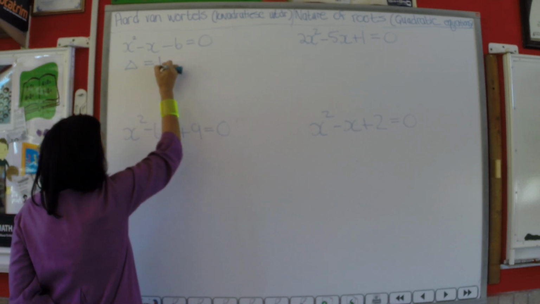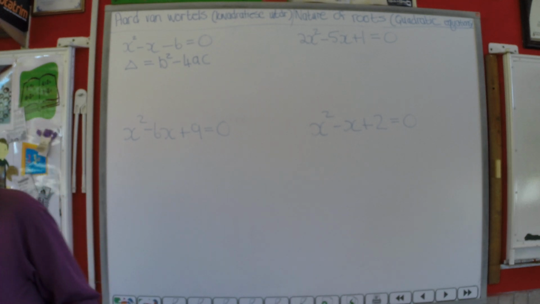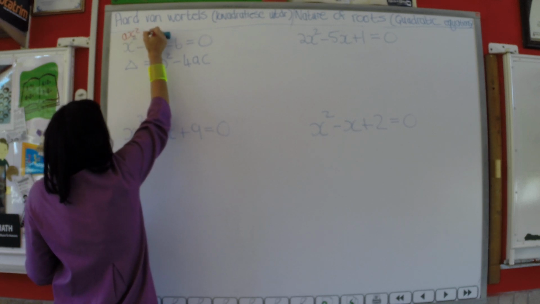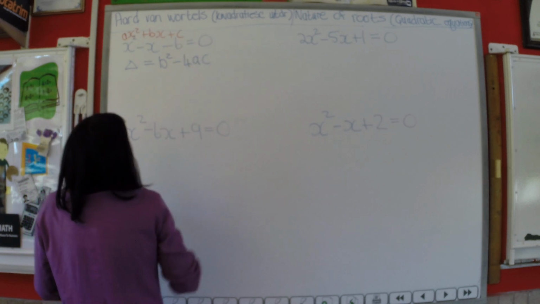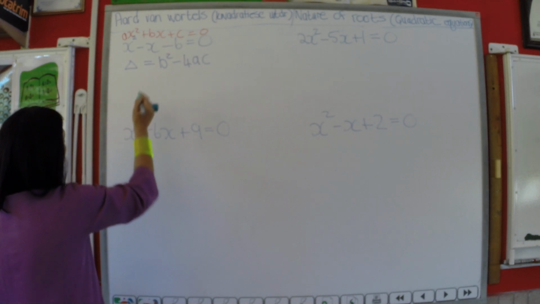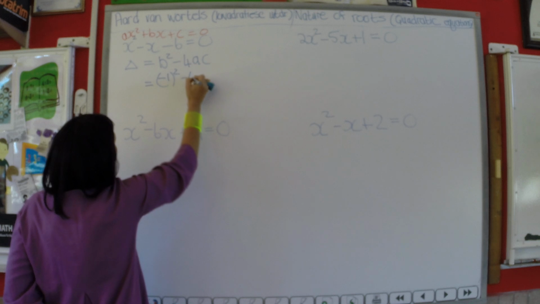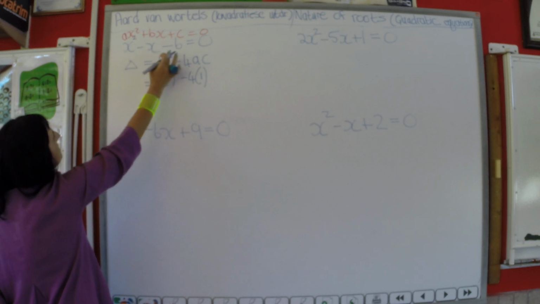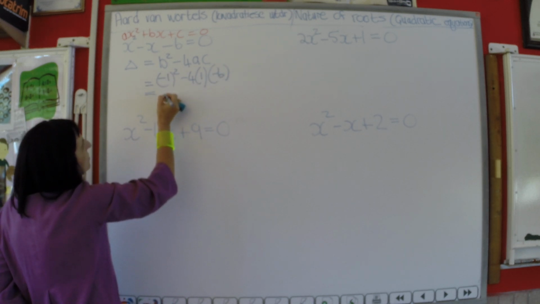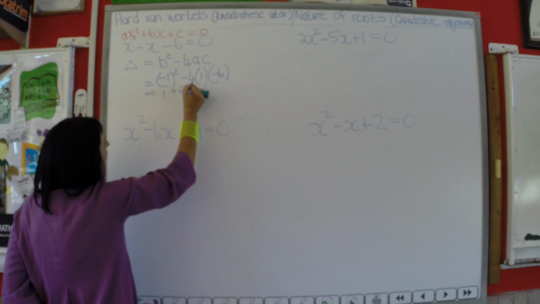Now delta is b squared minus 4ac. That we must know. And each and every equation must be in the standard form of ax squared plus bx plus c equals 0. So that one is already equals 0. So I can do some substitution. So I can see b equals minus 1, a equals 1 and c equals minus 6. So out of that I can get a value. It's 1 plus 24. That gives me 25.